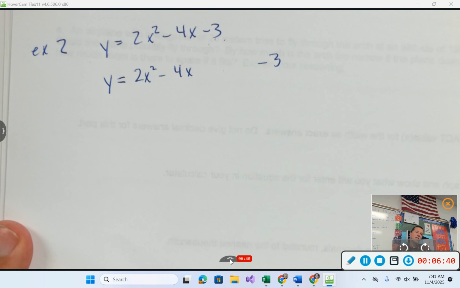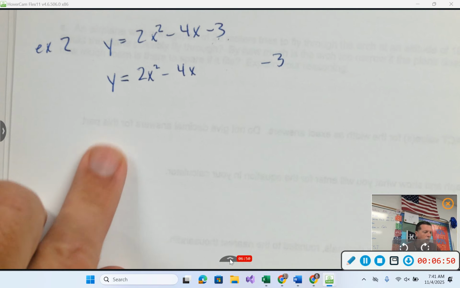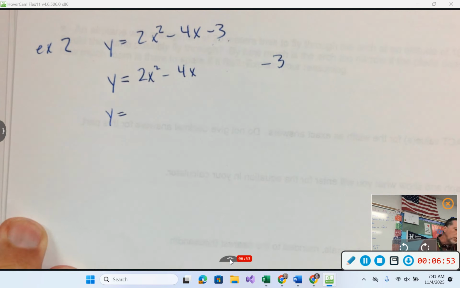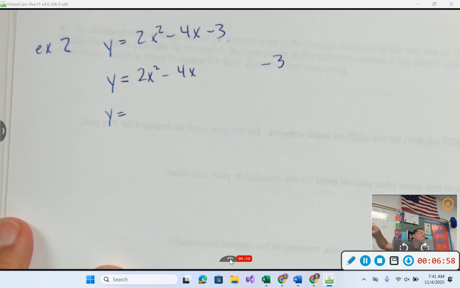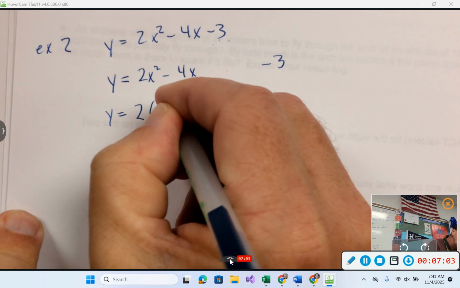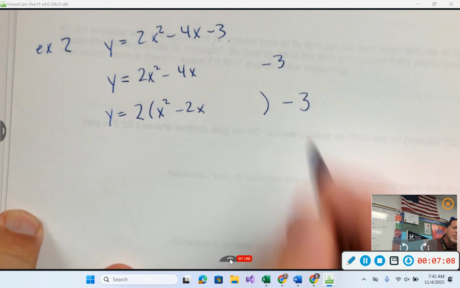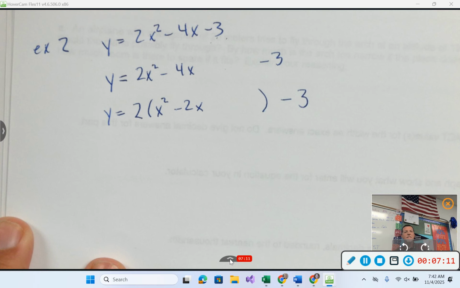Now, Mason's right. Can't do this unless a is equal to 1. Previously, we would divide both sides by 2. But I don't want y over 2. I just want y. So what could I do with that 2 instead of dividing by it? That's right. Whatever, factor it out. And I don't want to mess with the 3, so I'm still just going to leave the minus 3 out there. Can you just do the 2x? 2x to get the x out or something?